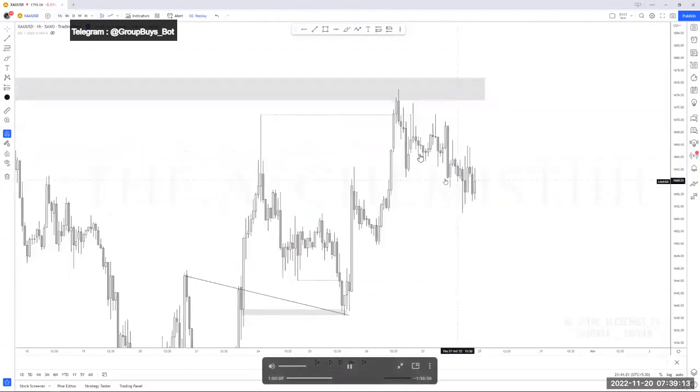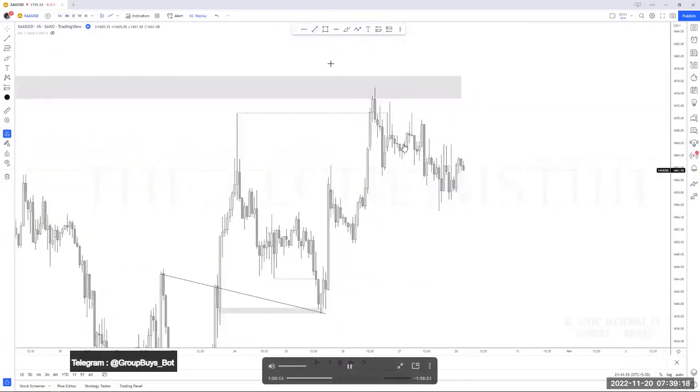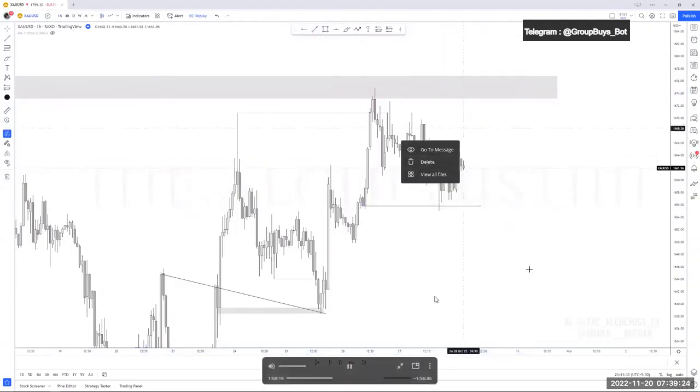So let's patiently wait. Nothing yet. Because what are we waiting for? At least for this to break. Can you see how price is still respecting that? So are we safe to sell it? Not yet. Patiently wait.